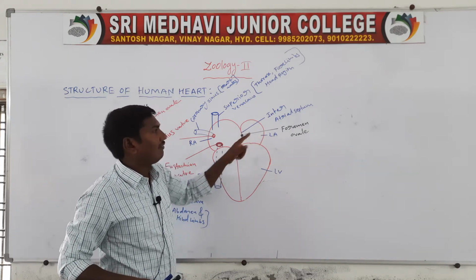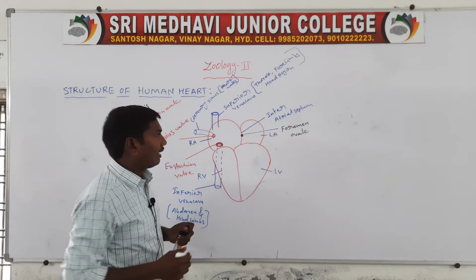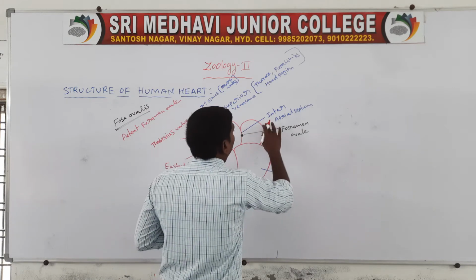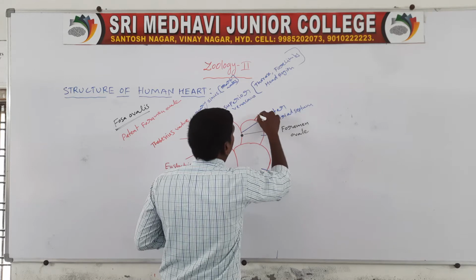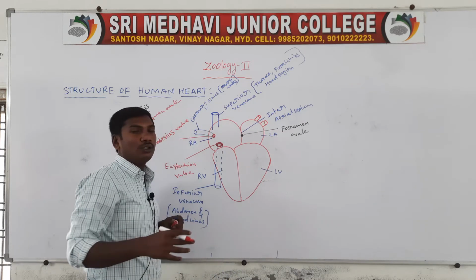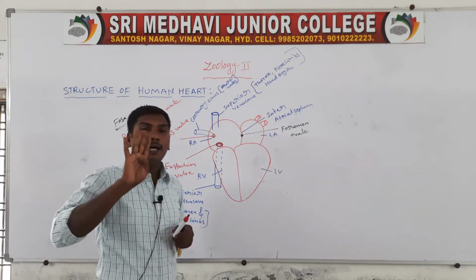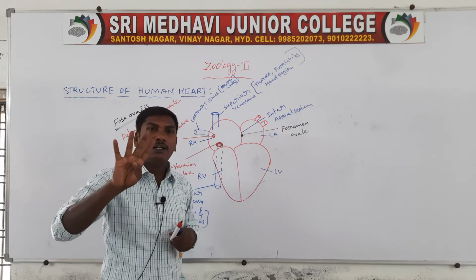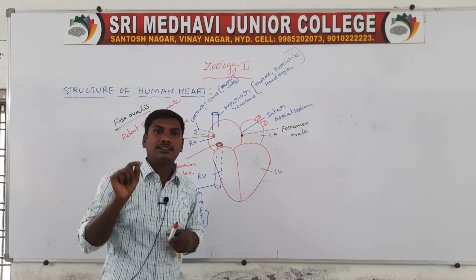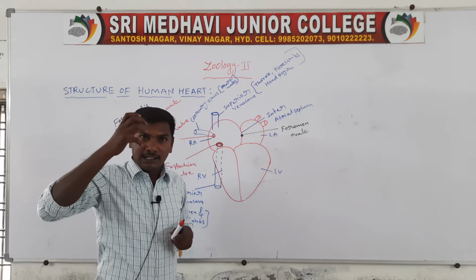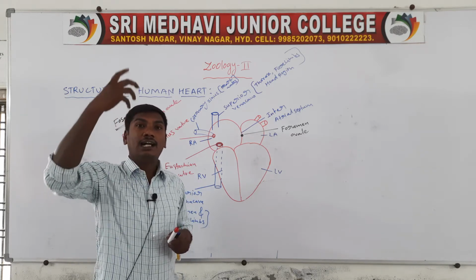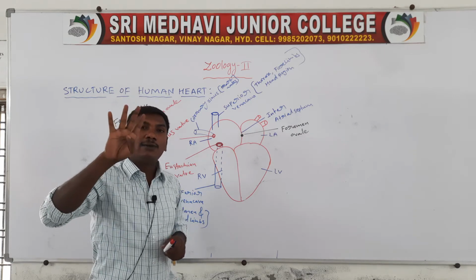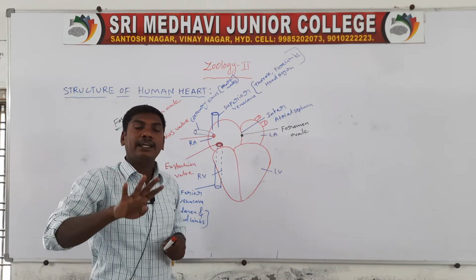Next one, the left atria. The left atria receive oxygenated blood from the lungs through the four pulmonary veins.